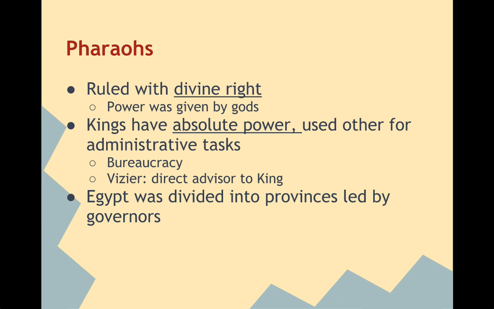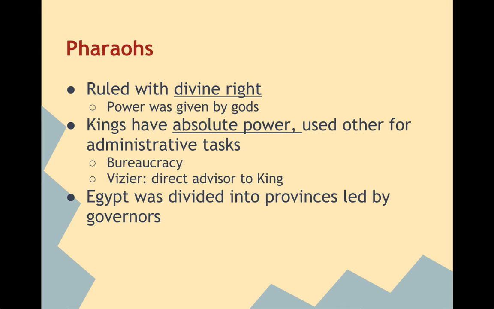Now, a couple things, though. They didn't just rule in an absolutely crazy manner, and they had no rules. Pharaohs had rules. They had set principles. They had to use the ideas of truth, justice, harmony, and right order. And they had to follow those key principles, just like everyone else in society. They do not rule alone.